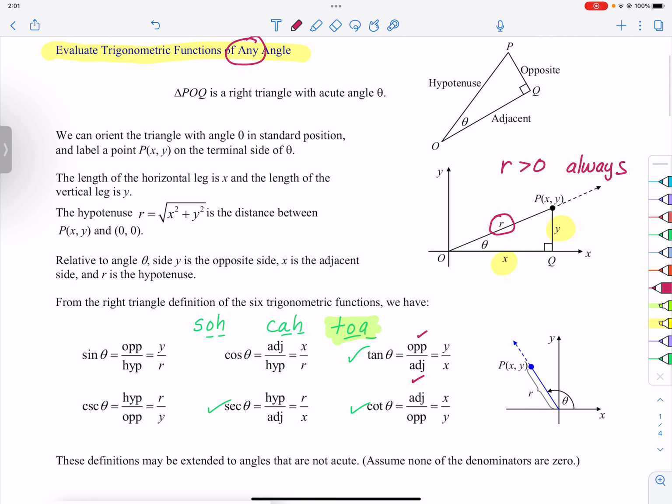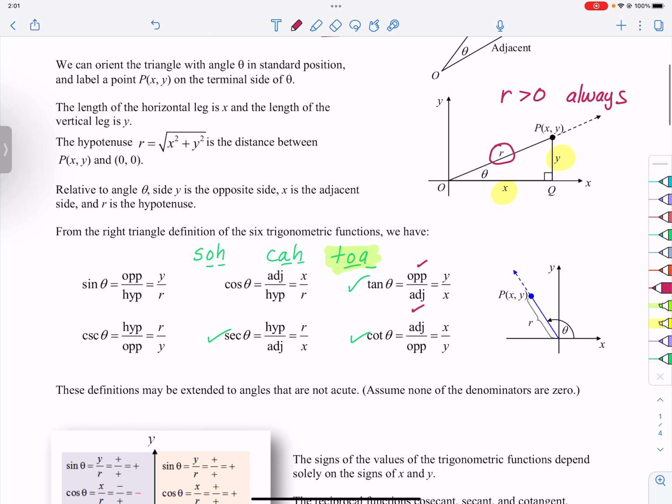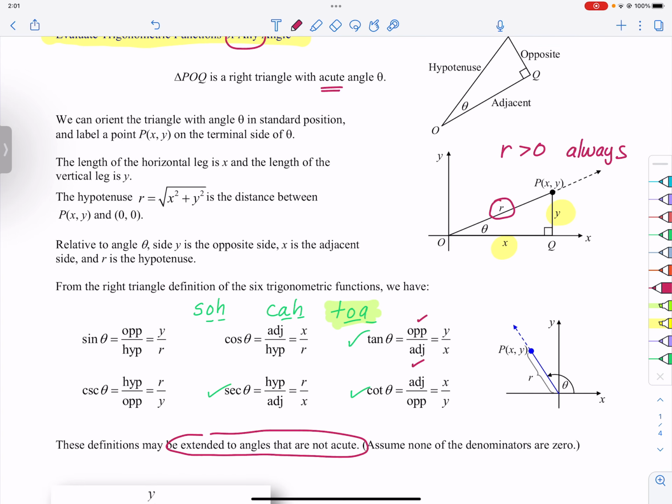So the definitions that we've been using for acute angles can now be extended to angles that are not acute. We've also gone through that the hypotenuse, we had x squared plus y squared equals r squared. So when we take the square root of both sides, we have r is the square root of x squared plus y squared. Since r is positive, we don't have plus or minus, since r always has to be positive when we take the square root of both sides, like we do in algebra.